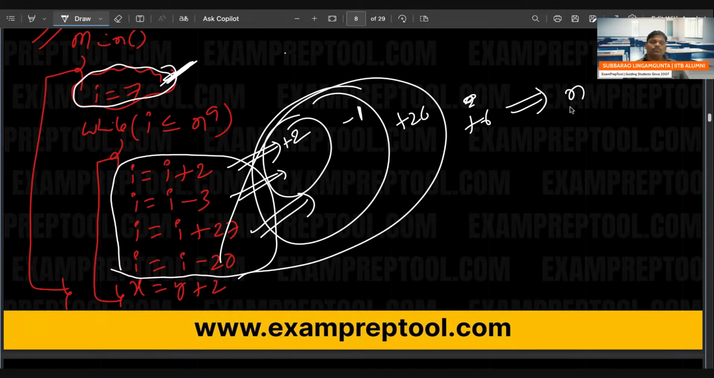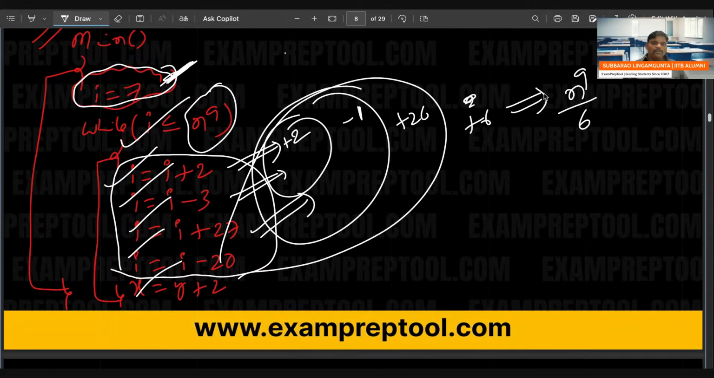I think it will go to n by 6 if n is there. But here n power 9 is there, n power 9 by 6. You may say, sir, I will count all of them, 1, 2, 3, 4, 5, 6, I will count that also, sir. It's okay. So it's going to be n power 9. It is going to be big O of n power 9. That is also perfect. This is also correct.